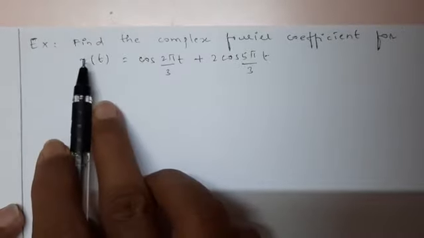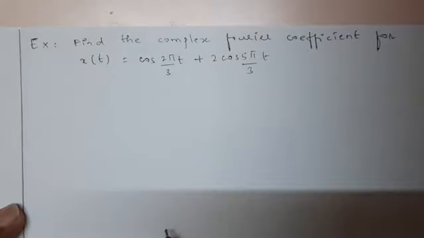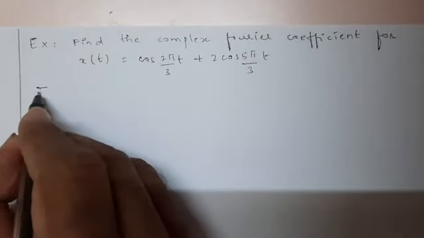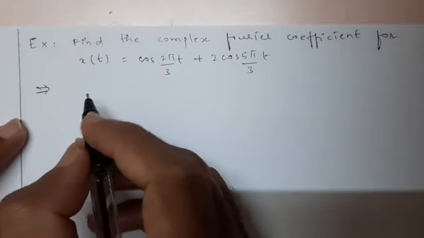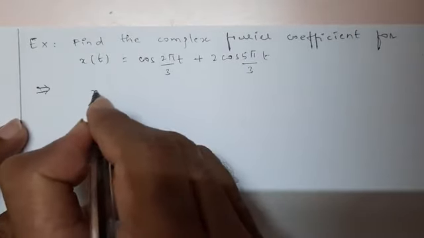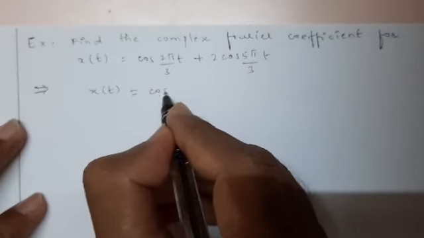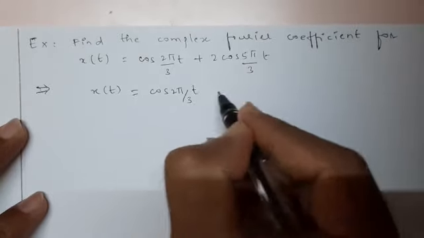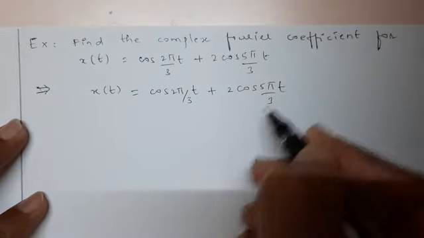So now next example, find the complex Fourier coefficient for x of t equal to this. You can solve this numerical, or this example, in a different approach also. Okay, x of t, either you go for the equation, or the given thing is x of t equals cos 2 pi by 3t plus 2 cos 5 pi by 3t.